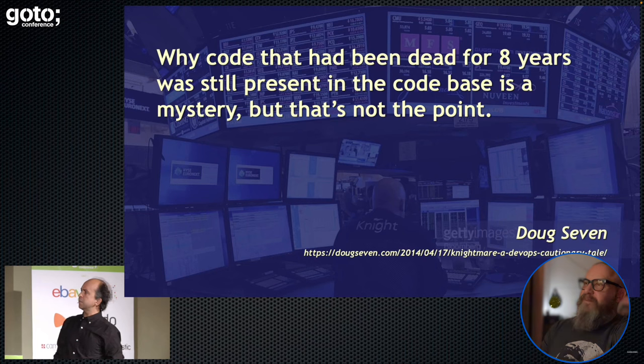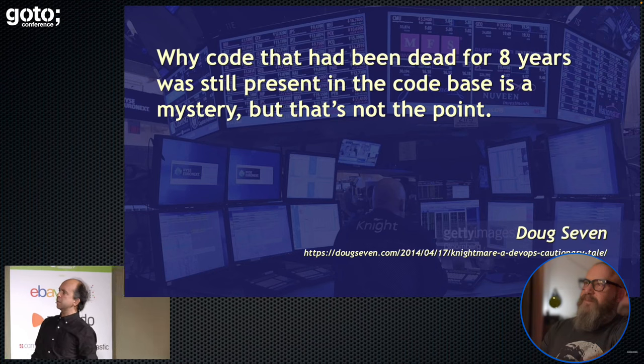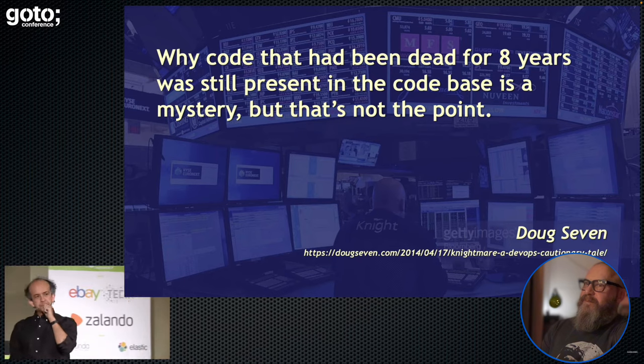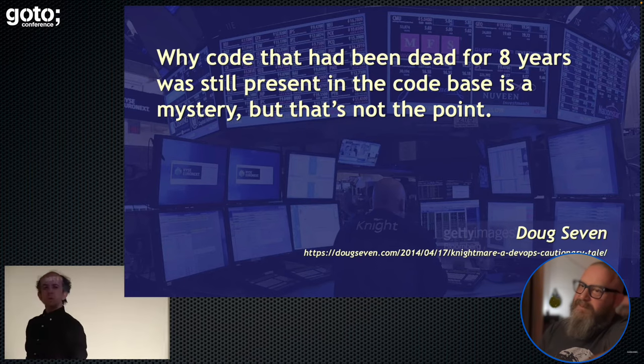So there's dead code here in the system. Now, this is the interesting thing. Doug Seven then observes, why code that had been dead for 8 years was still present in the code base is a mystery, but that's not the point. Actually, it is. Because what we're dealing with here is the 8 servers that were supposed to be upgraded. There was an incorrect deployment. One of them was not upgraded.